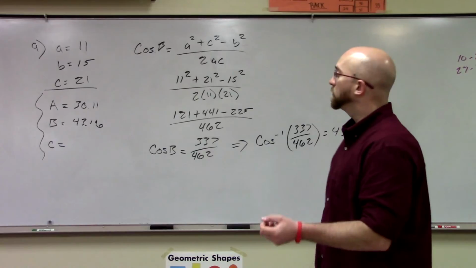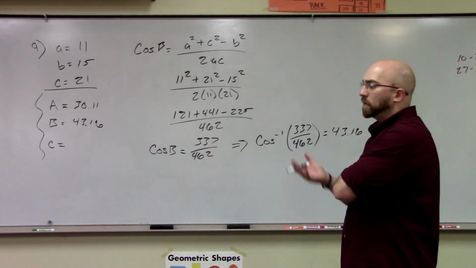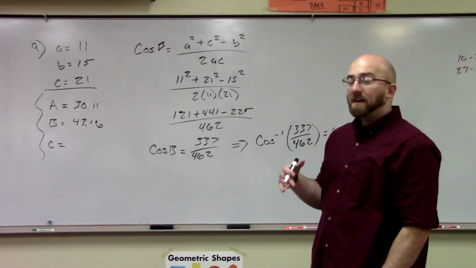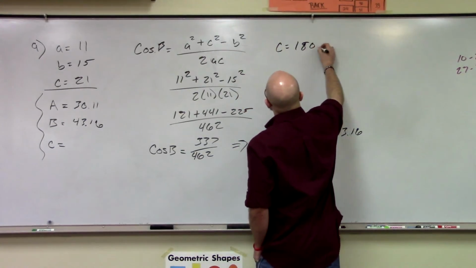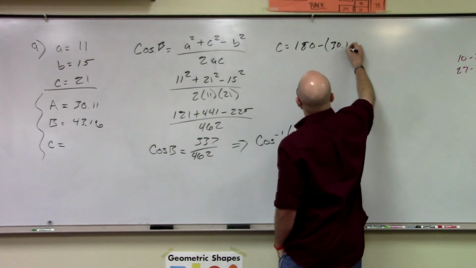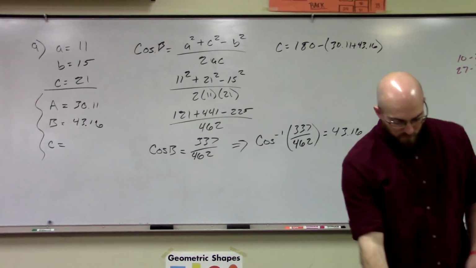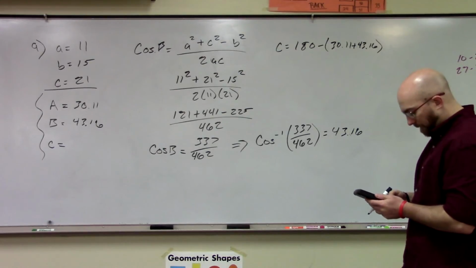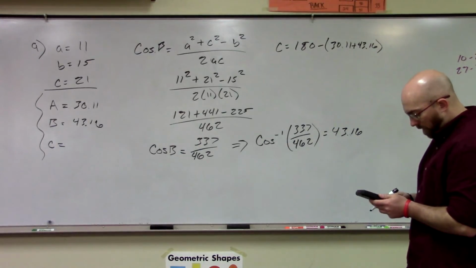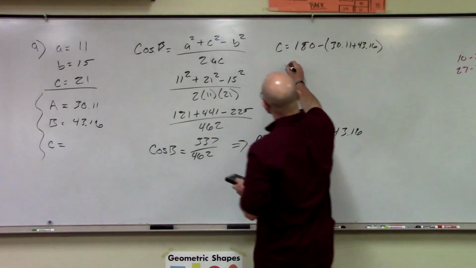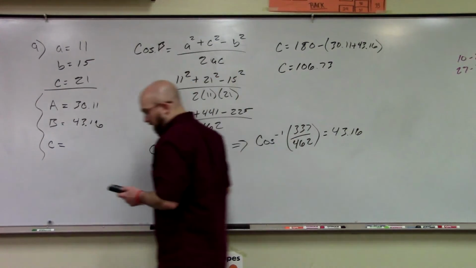So, of course, you could do it one more time, or you could use the knowledge, hopefully, the shortcut. You only need one more angle. You know all three angles need to add up to 180. So, to find angle C, that's 180 minus 30.11 plus 43.16. We get C equals that.